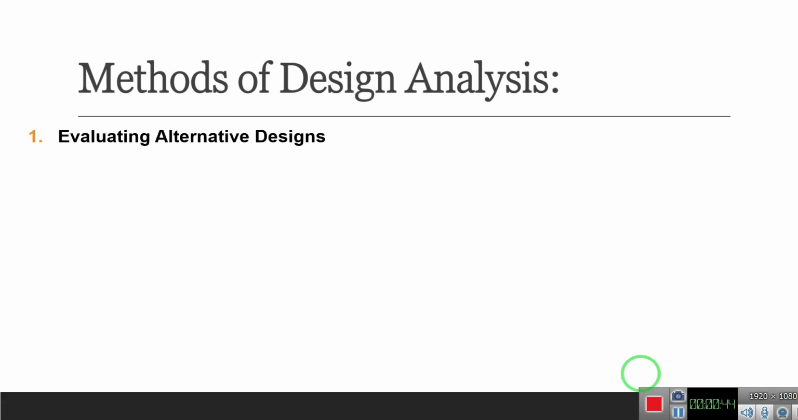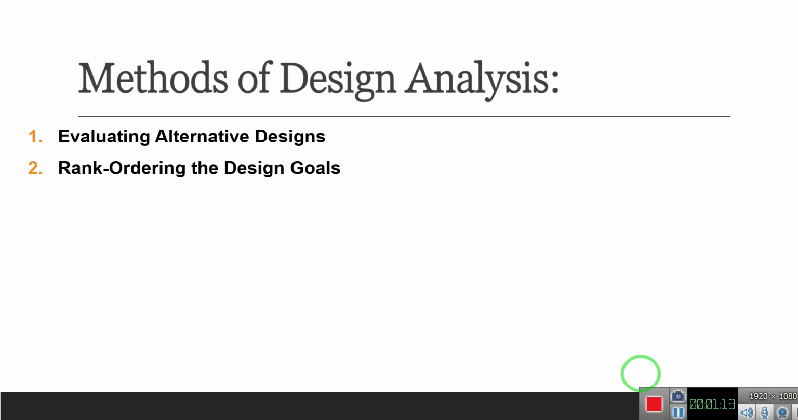So, methods of design analysis. What are the methods we have? Evaluating alternative designs. We have to check what different alternatives in the designs are available and what we can think about the alternative designs. Next, rank ordering the design goals. We have to make ranks for the specific goals. We have to already study the specifications and goals of a particular problem, so we have to order those goals rank-wise.